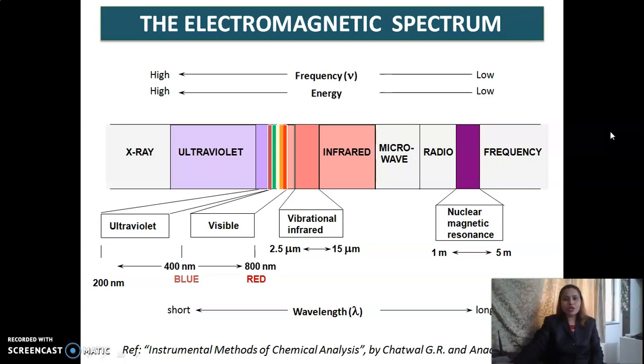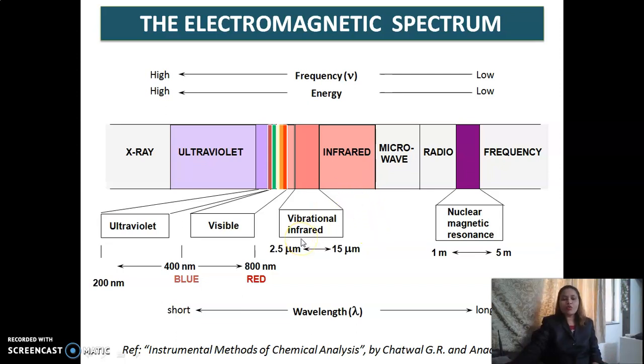The entire range over which the electromagnetic radiation exists is known as the electromagnetic spectrum. It starts from X-ray to radio frequency waves. This is the entire wavelength range, where the infrared region exists between 2.5 micrometer to 15 micrometer. Infrared spectroscopy is also called vibrational spectroscopy. The wavelength can also be shown in centimeter inverse, which is from 4000 to 600 centimeter inverse.